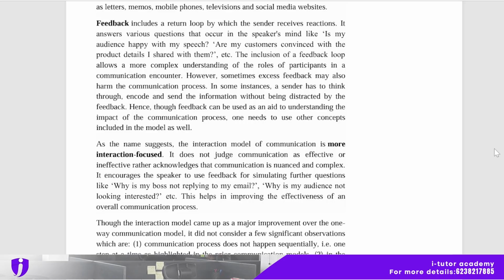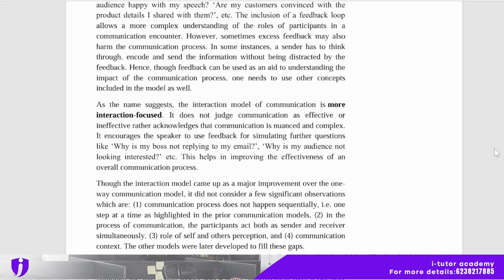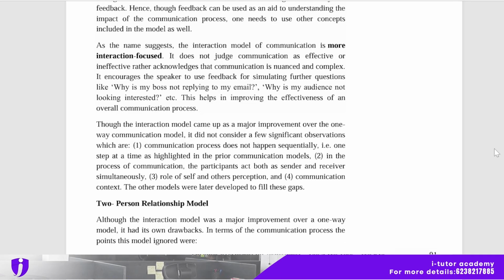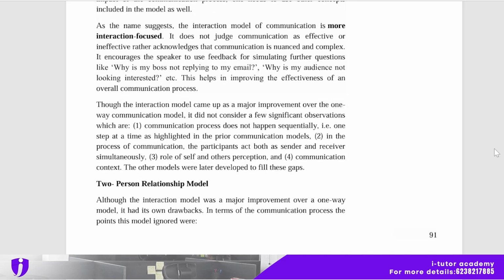So, as the name suggests, the interaction model of communication is more interaction focused. It does not judge communication as effective or ineffective, rather it acknowledges that communication is nuanced and complex. It encourages the speaker to use feedback for stimulating further questions like why is my boss not replying to my email, and why is my audience not looking interested, etc.